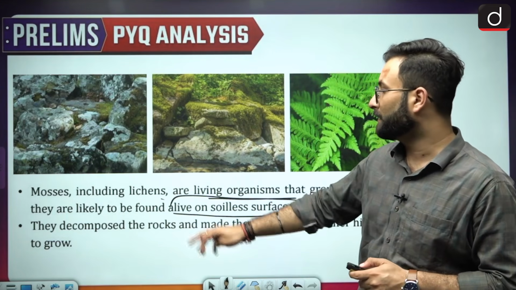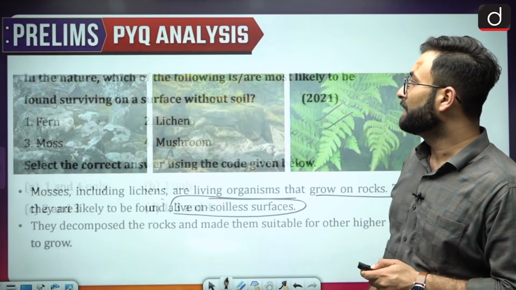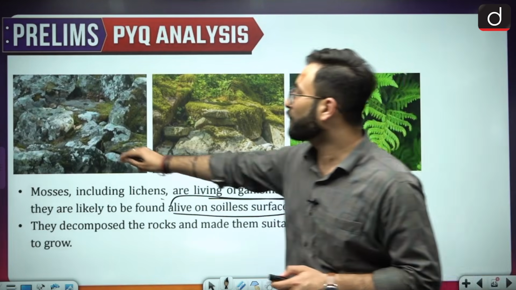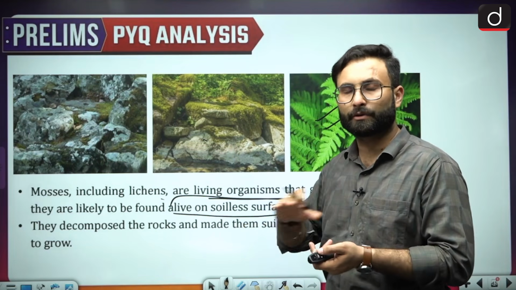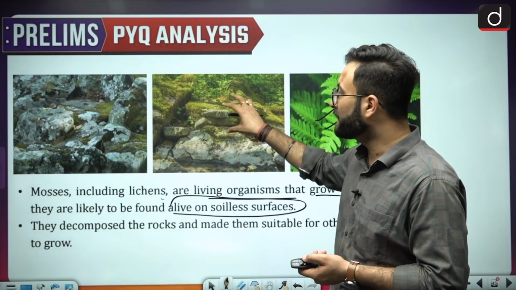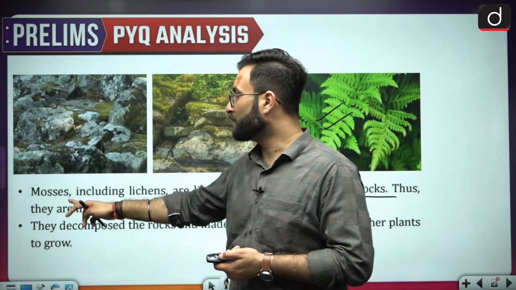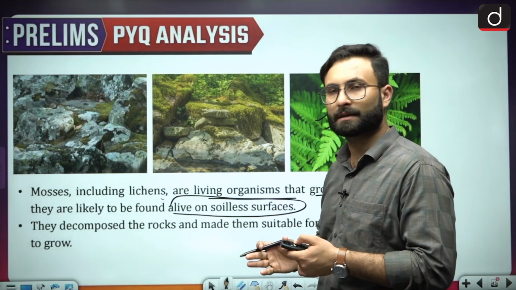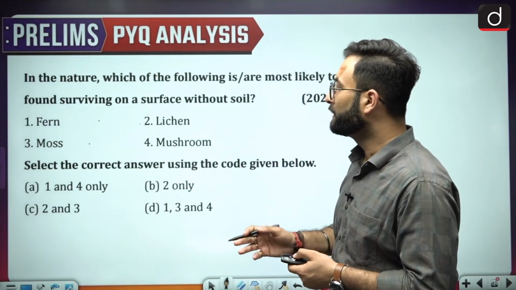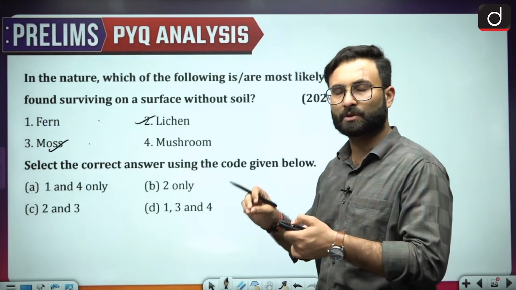Coming to the next one, these are the ferns, these are your mosses, and these are your lichens. When we talk about the soil-less surface on which they can start to grow, that is basically your lichens. So mosses and lichens are the ones which will have a presence on a soil-less surface.